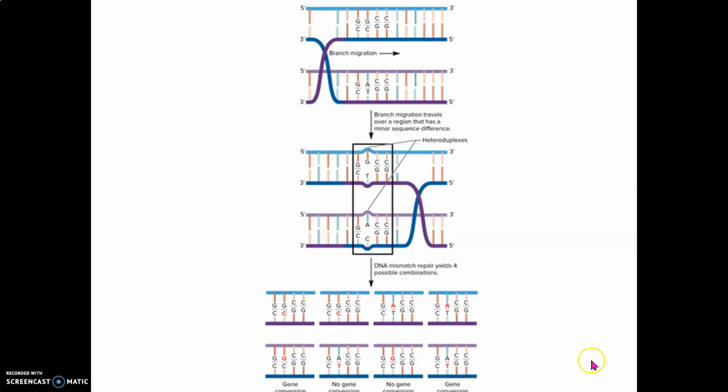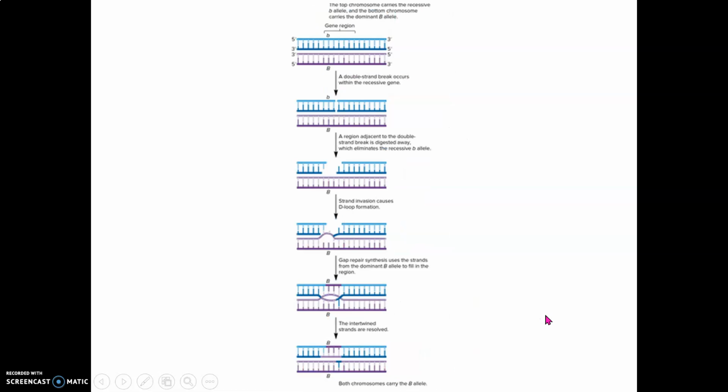Then there's the double-strand model that also allows for gene conversion. So here we have a recessive allele b and a dominant B. We get this double-stranded break. We degrade the DNA surrounding the break. We use the dominant strand to correct the break, and by doing so, we essentially replicate that dominant strand, inserting a dominant where a recessive used to be, thereby converting that gene.